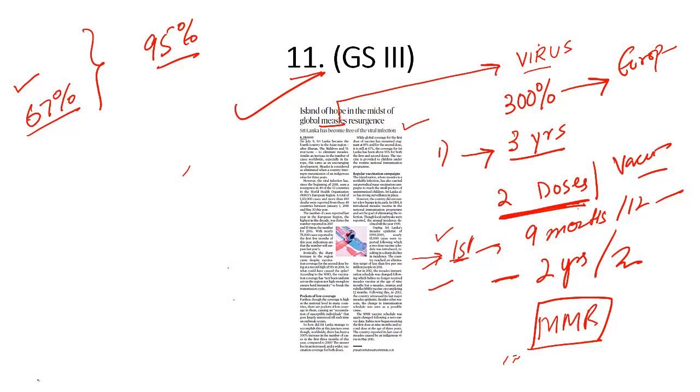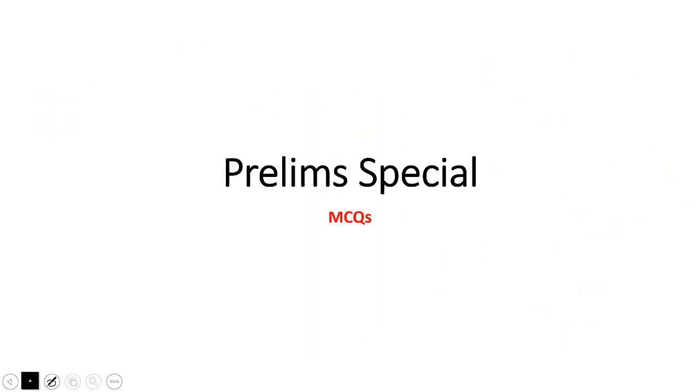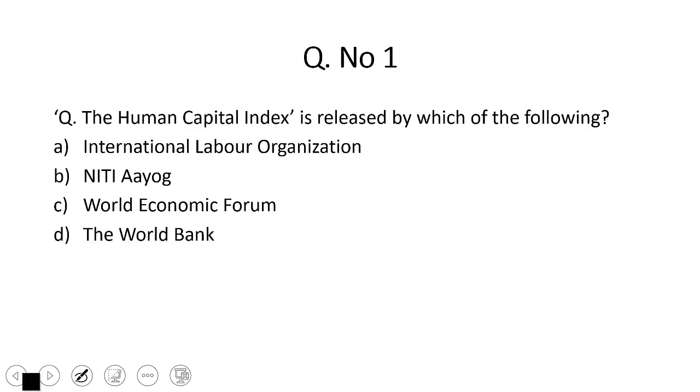That is what you need to understand from this newspaper article. Let's look at the prelims based questions. Number 1. The Human Capital Index is released by which of the following? It's released by the World Bank.